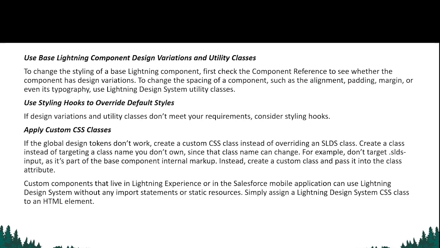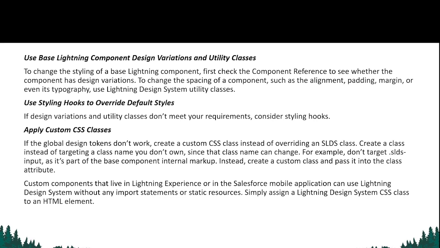Now when we are using base Lightning component design variations and utility classes, when I have to change the styling of any of the base Lightning components, we first check the component reference, and then we see whether the component has certain design variations or not. If there are certain design variations, then we change the spacing of the components, such as the alignment, padding, margin, or even if we want to change the typography, we use these SLDS utility classes. Now we can use the styling hooks to override default styles.